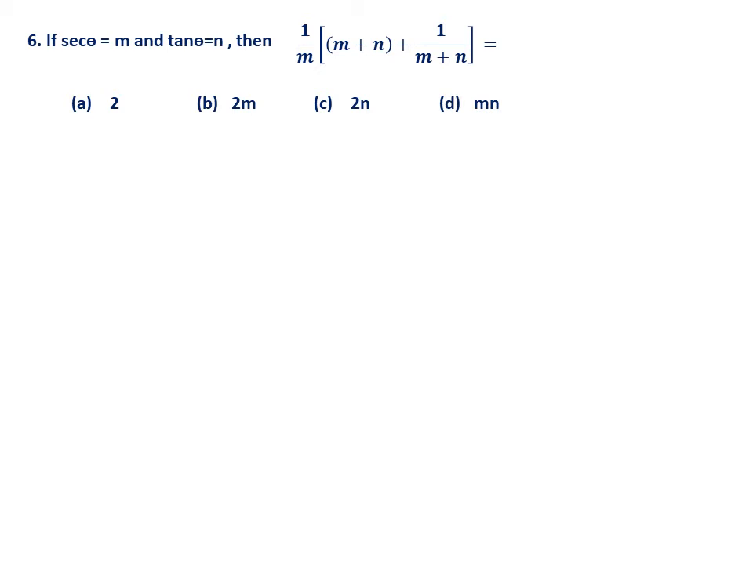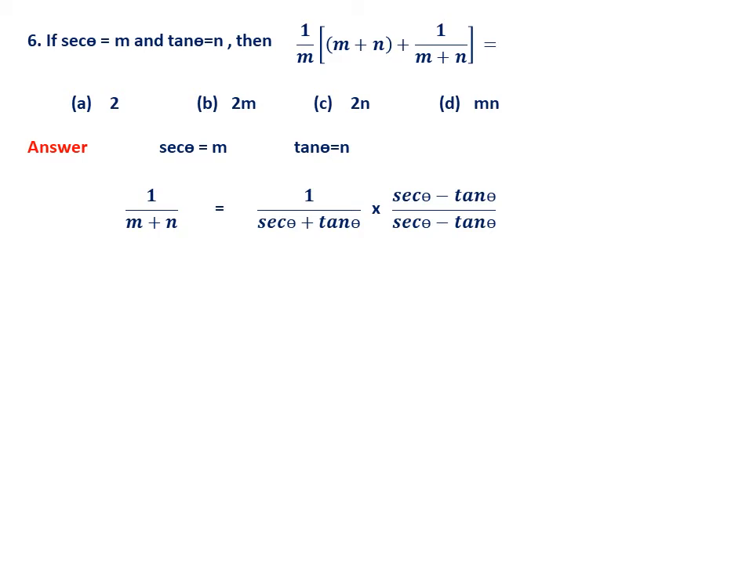Because this is the type of question where we miss and sometimes unnecessarily we calculate. See, first what I have to do is, secant theta is m and tan theta is n, that is given. First let us find what is 1 by m plus n. So this will be equal to 1 by, see, m is secant theta, n is tan theta. Now what I do is I multiply and divide by secant theta minus tan theta.